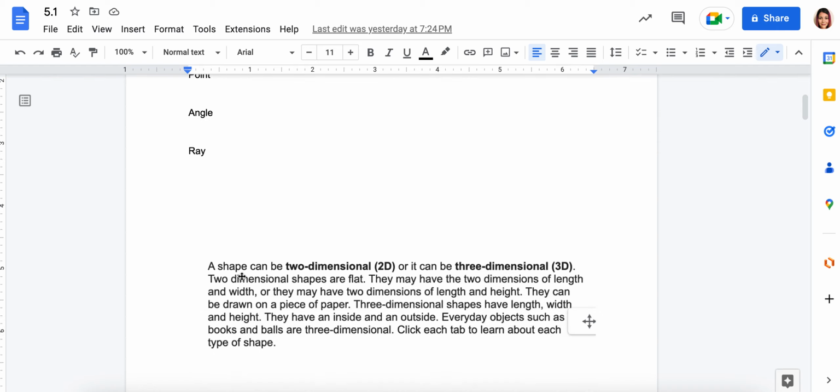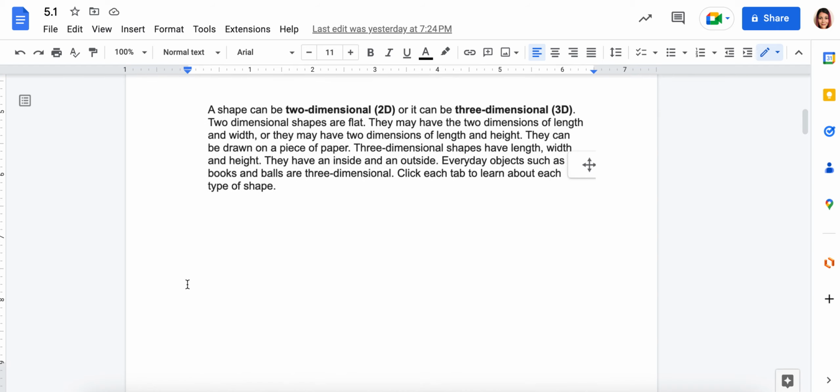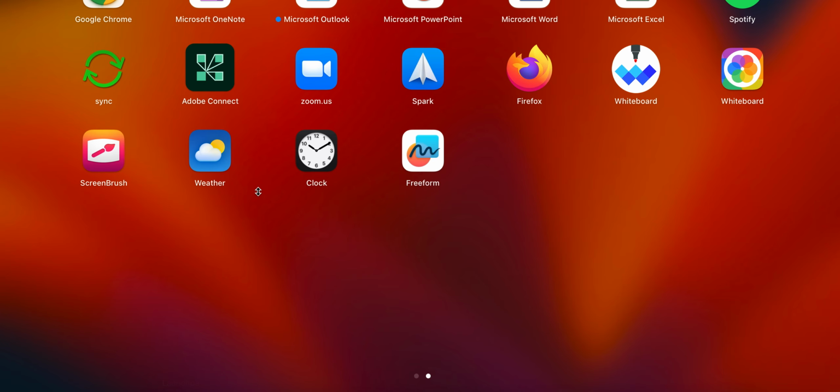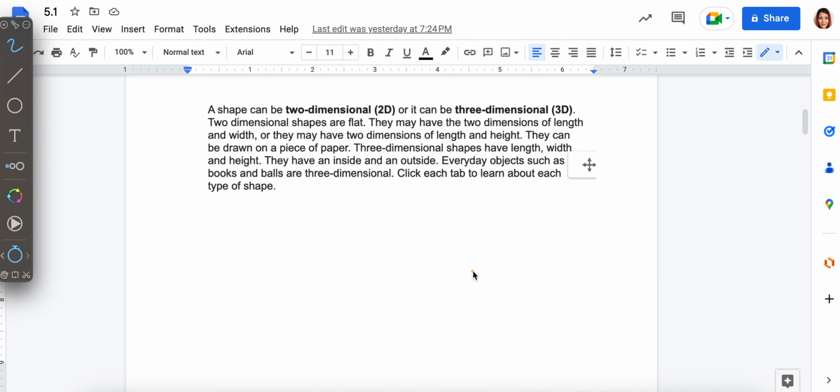Let me move down here. So let's talk about this. It says a shape. A shape can be two-dimensional or it can be three-dimensional. Two-dimensional shapes are flat. So like when we're drawing on paper, we're drawing two-dimensional shapes. These are two-dimensional. Or a three-dimensional figure. So a three-dimensional figure is something that has depth. Three-dimensional figures can be drawn on a piece of paper to show depth.